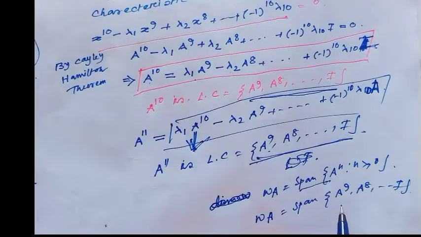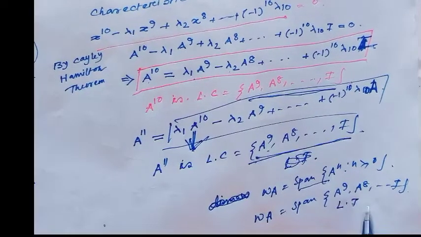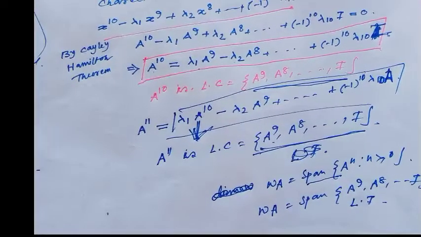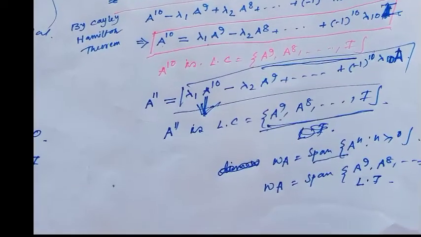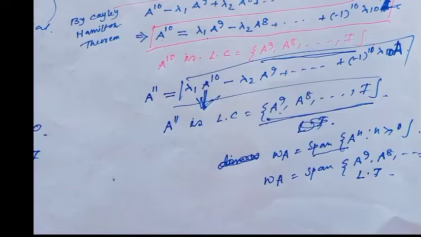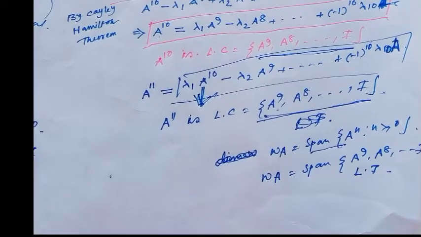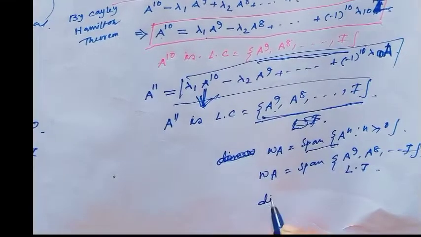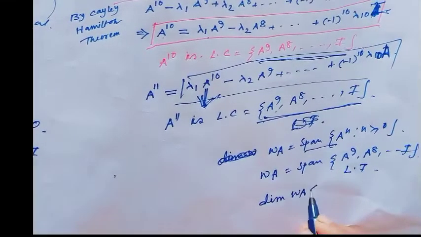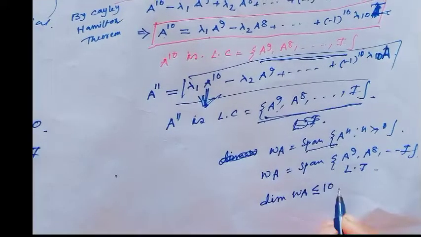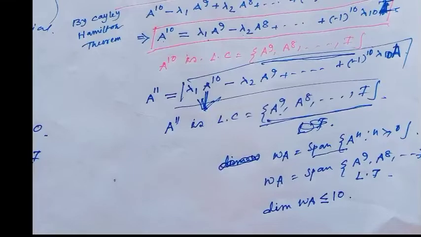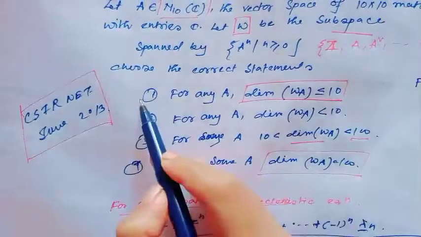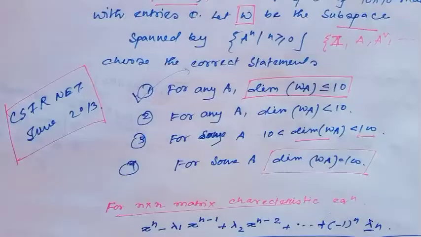And if all vectors are linearly independent, then the dimension of W_A would be 10. But if not all are linearly independent, then the dimension of W_A would be less than 10. That means here the option is dimension of W_A less than or equal to 10. Have you understood this question? That means which option is true? Option 1: for any A, dimension of W_A less than or equal to 10.